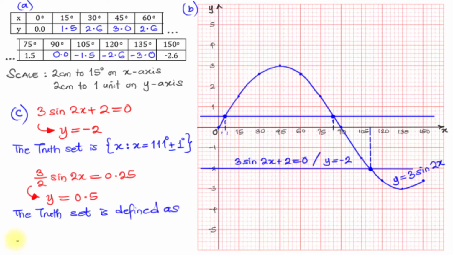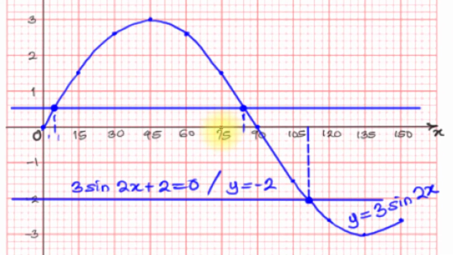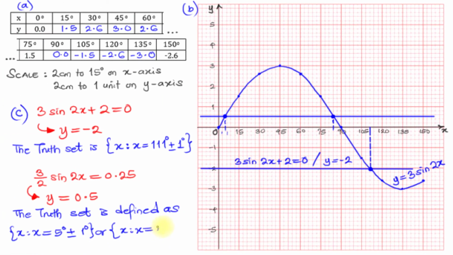So we have it defined as, in the first case, x, in which x is equal to 5 degrees plus or minus 1 degree, okay, or x in which x is equal to, what's the other solution? Here we have 75, okay, and we have 1, 2, 3 boxes. So we have incremental values of 3. So 3 in 3 places, that will be 9. So 75 plus 9, that will be 84. So we have 84 degrees plus or minus 1 degree.